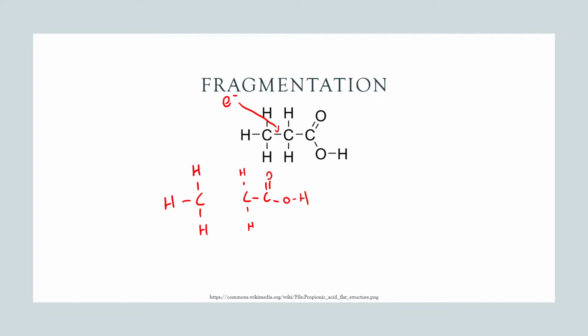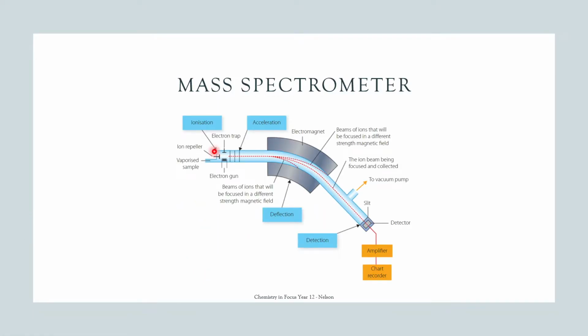Something else to note is that these will also be charged. And the charges on these particles are going to be really important to separate and analyze each of the fragments that we're making in this ionization step. So the next thing that happens is we repel all of these ions and shoot them through a tube, attempting to get them to hit this detector over here.